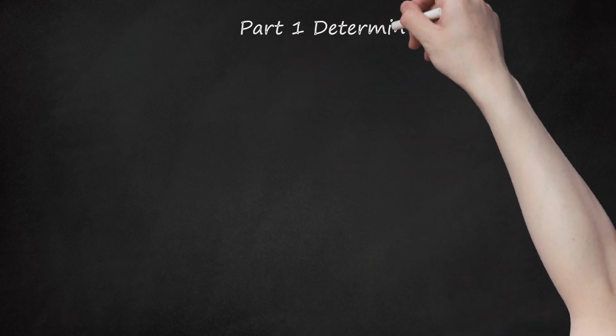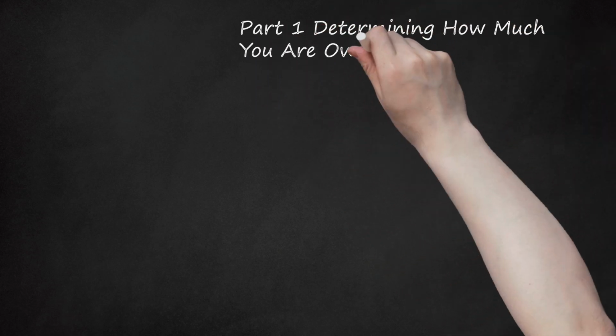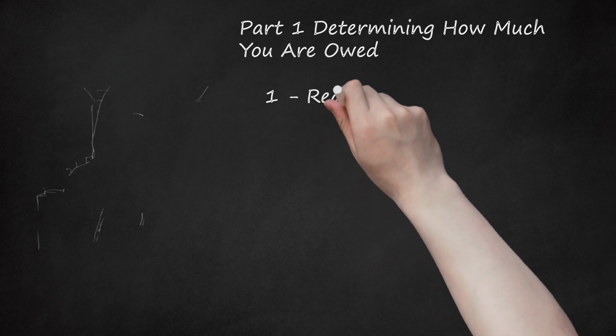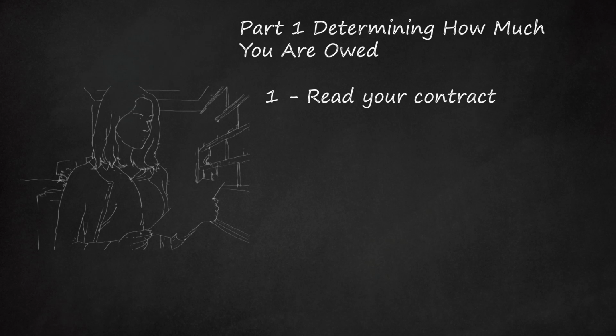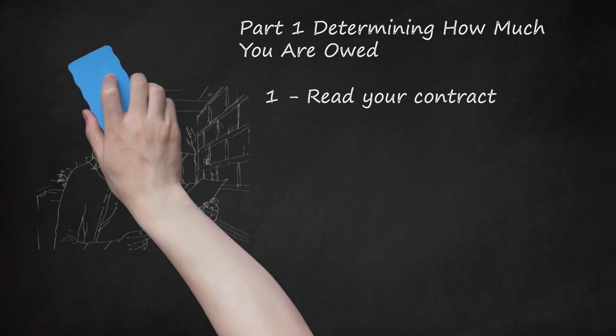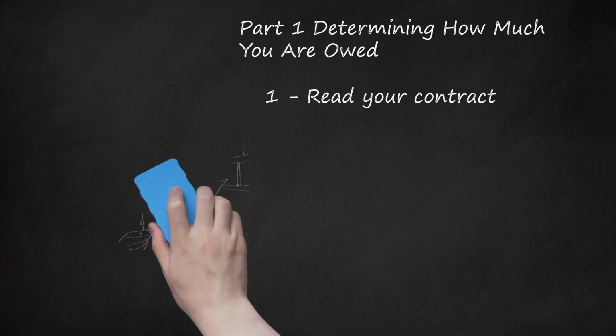Part 1. Determining how much you are owed. 1. Read your contract. Your employment contract should specify your salary or hourly wage. If your pay rate has changed since you signed your contract, look for documentation to verify that change, such as an email specifying your new pay rate, or pay stubs showing that your pay rate changed.